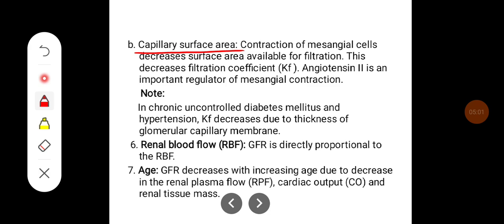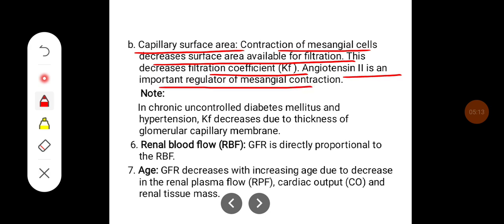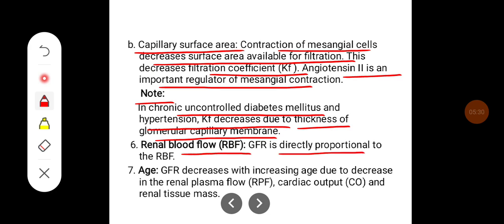Capillary surface area: contraction of mesangial cells decreases the surface area available for filtration. This decreases the filtration coefficient. Angiotensin II is an important regulator of mesangial contraction. Note that in chronic uncontrolled diabetes mellitus and hypertension, the filtration fraction decreases due to the thickness of the glomerular capillary membrane. Then it also depends on the renal blood flow. GFR is directly proportional to the renal blood flow. And the age, where the GFR decreases with increasing age due to the decrease in the renal plasma flow, cardiac output, and renal tissue mass.